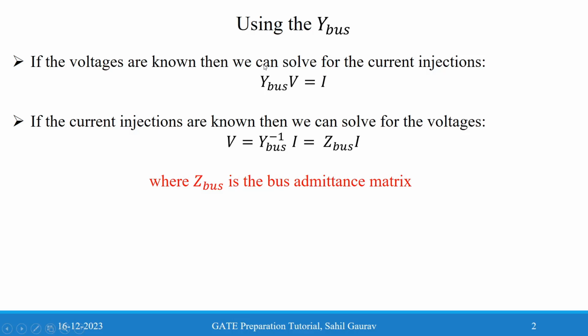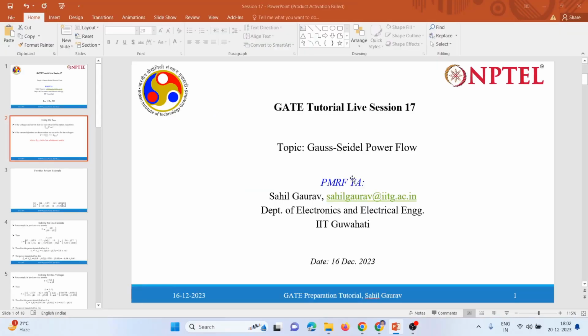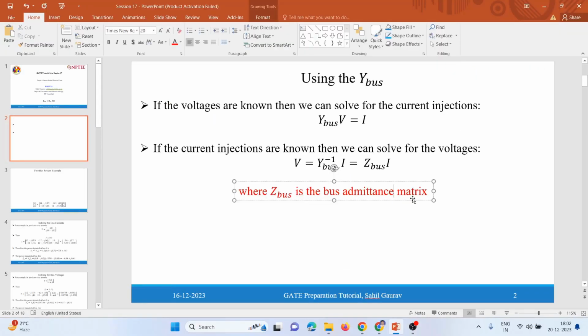We already know the Y bus from the characteristics of the transmission line, and if we are given the voltage, then we can find the current injections. The second point is that if the current injections are known, then we can solve for the voltage. That means if this I is given and we find Y bus from the given parameters of the transmission line, then the inverse of Y bus is Z bus. Sorry, here one mistake: Y bus is the bus admittance matrix, and this Z bus is the bus impedance matrix.